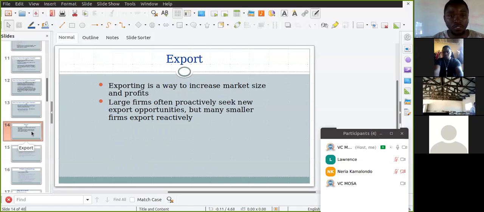Exporting is a way to increase market size and profit. Large firms often proactively seek new export opportunities, but many smaller firms export reactively. So like we are still looking at the modes which a firm can use to go international.